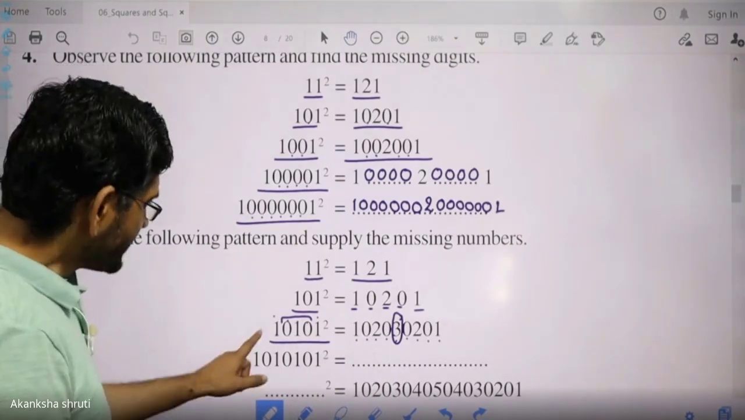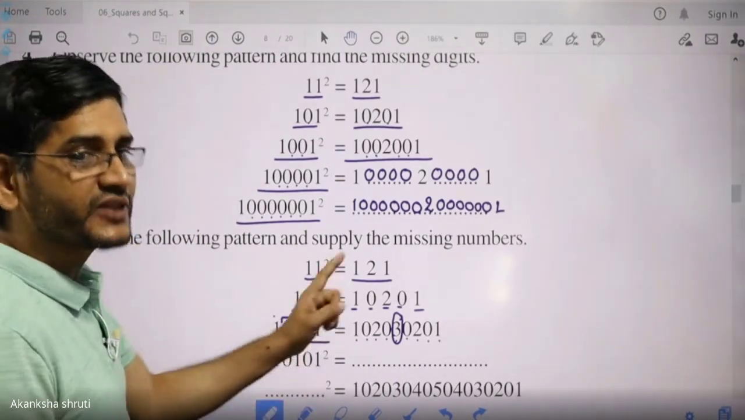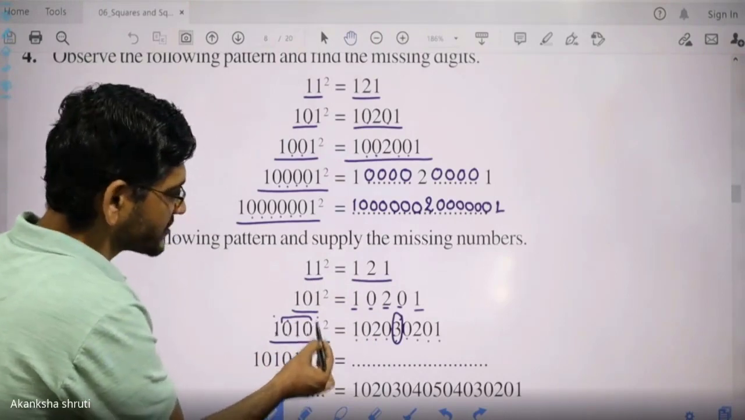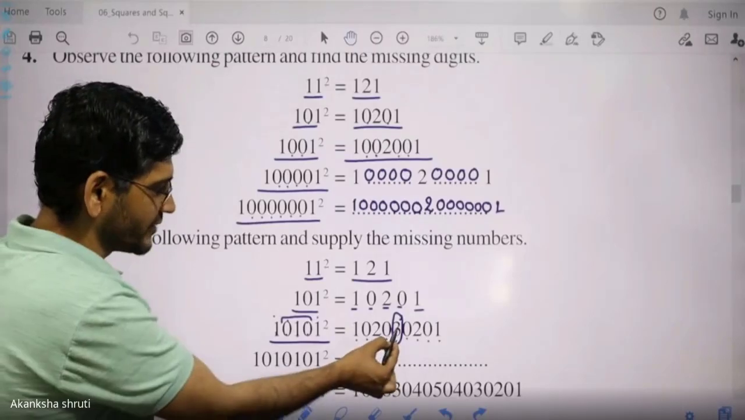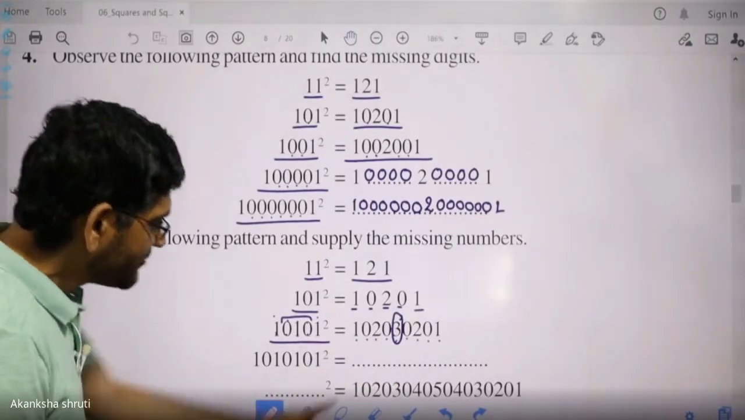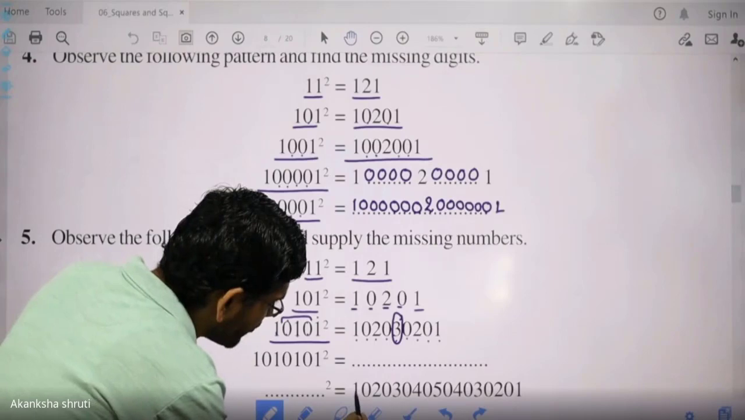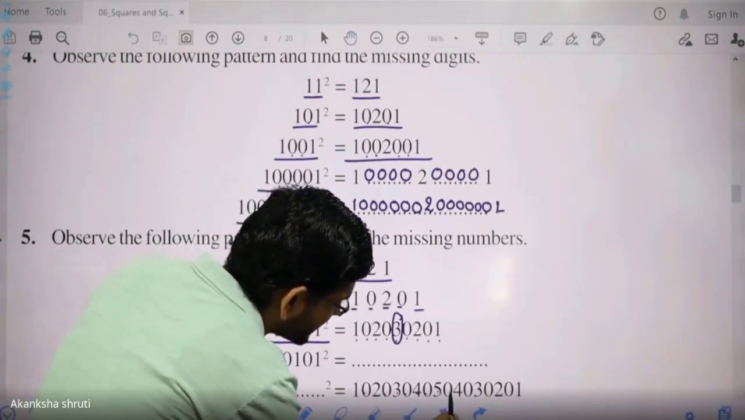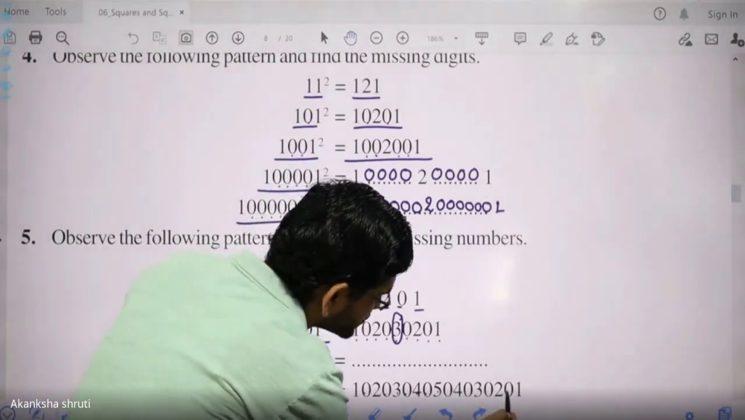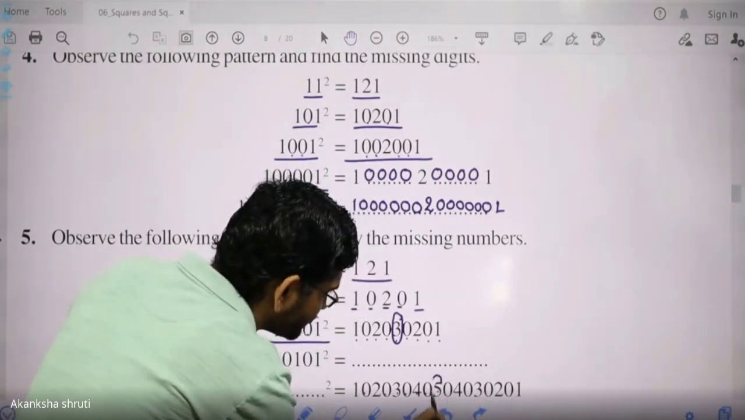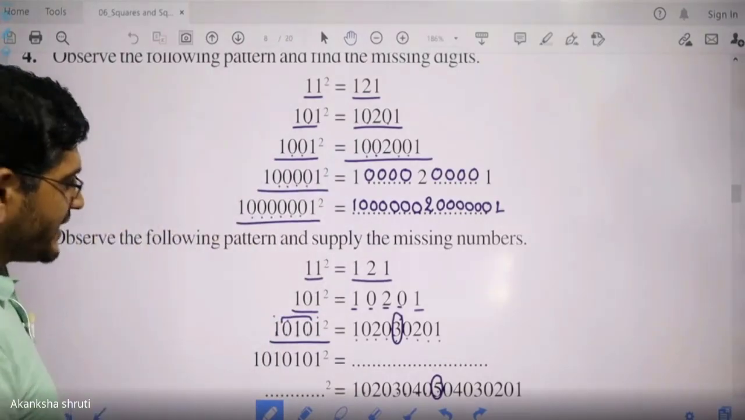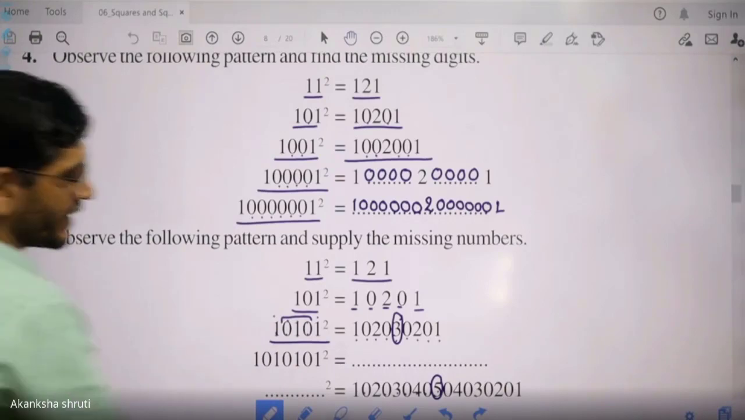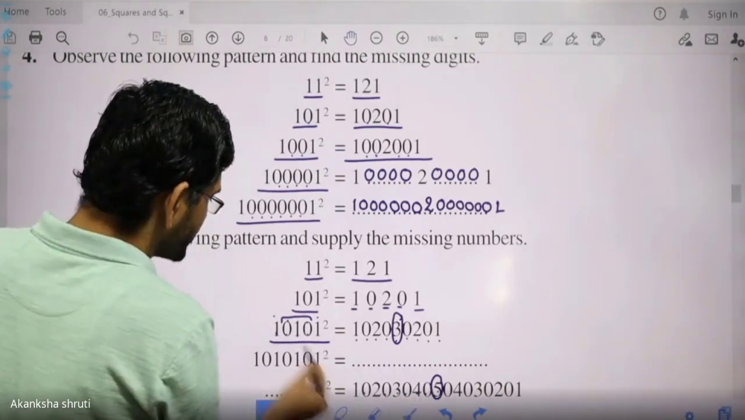Or whatever the total number of digits, you just subtract 2 from it. Total number of digits is 1, 2, 3, 4, 5. So 5 minus 2, you can do. You will get this 3. Similarly, we are given 1, 0, 2, 0, 3, 0, 4, 0, 5, 0, 4, 0, 3, 0, 2, 0, 1. Students, here it is the 5. Meaning what? We have to start with 1, 0, 1, 0. How long should it be? It should be at the 5th position.